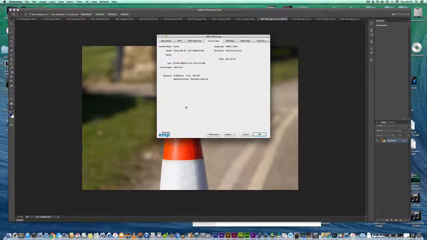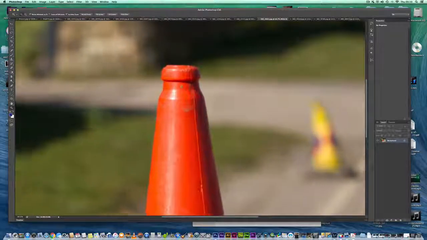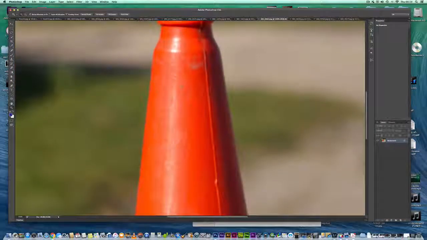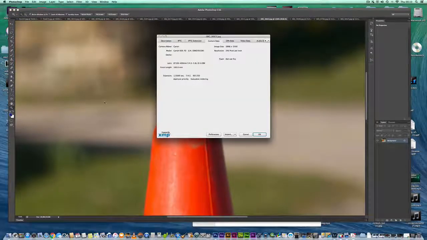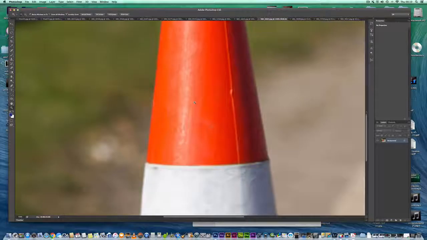100mm, ISO 250, 4.5. I tried to get as much out of focus as I could to demonstrate how good it is at throwing the background out of focus. 100%. Doesn't look that sharp if I'm honest. Let's just have a look what that setting was. Well, it is 2000th of a second, sorry. So it should have been a lot better than that. I would have expected it to be better than that.